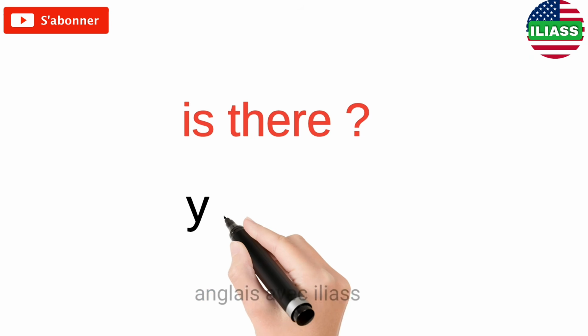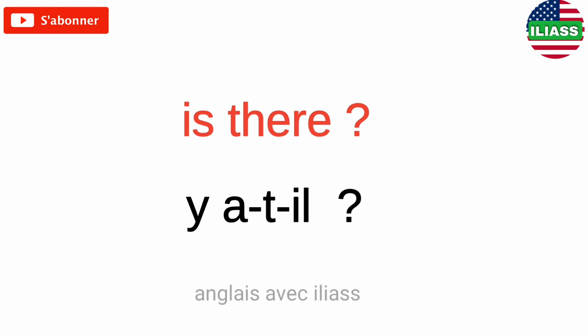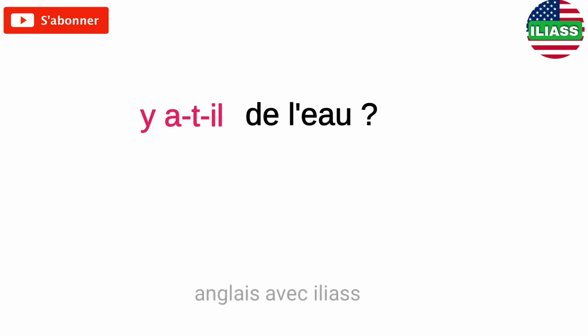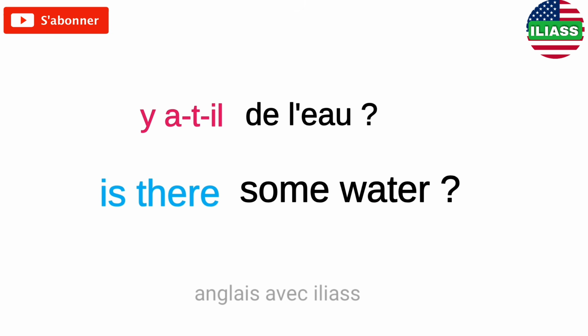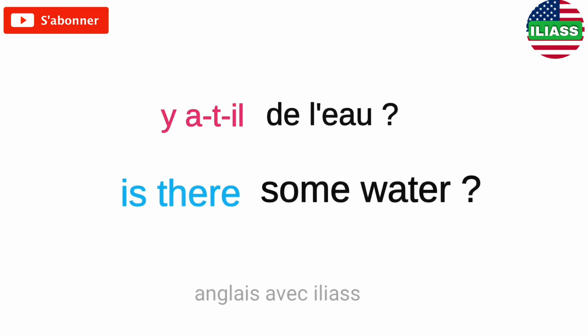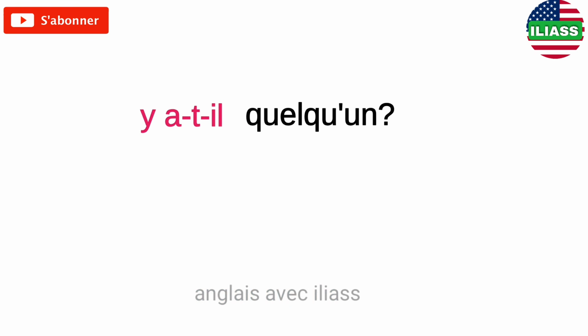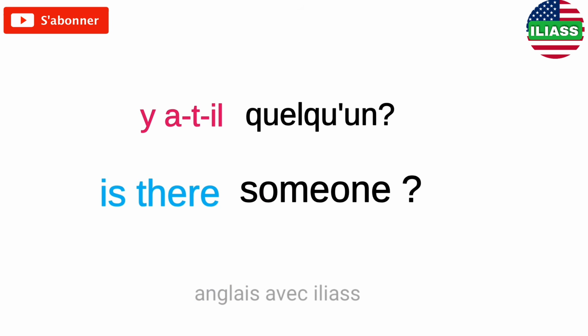Y a-t-il, en anglais on dit is there. Au singulier on dit is there. Exemple, pour dire y a-t-il de l'eau? Donc on va dire is there some water? Y a-t-il quelqu'un? Donc ça va être is there someone?